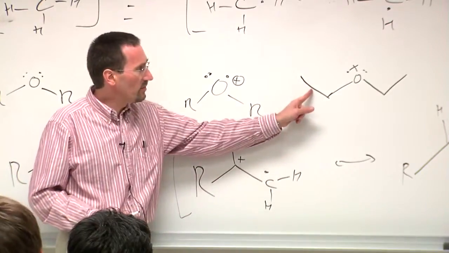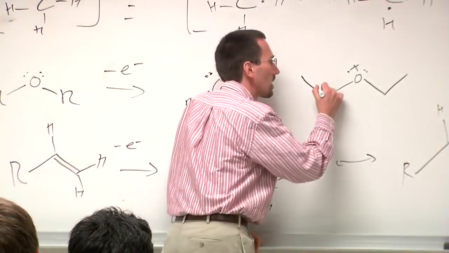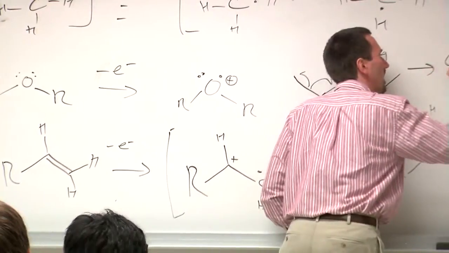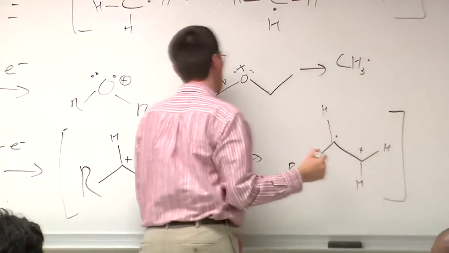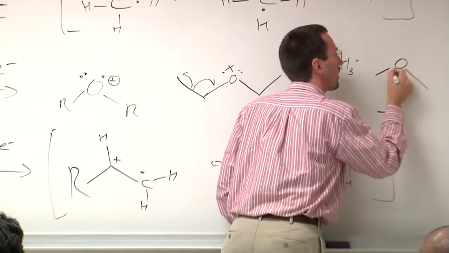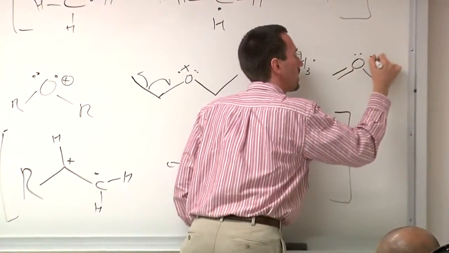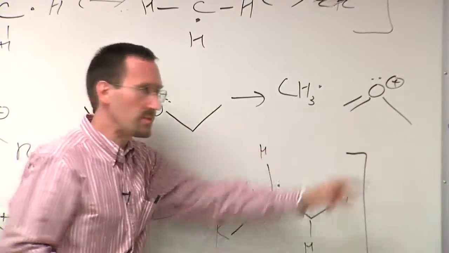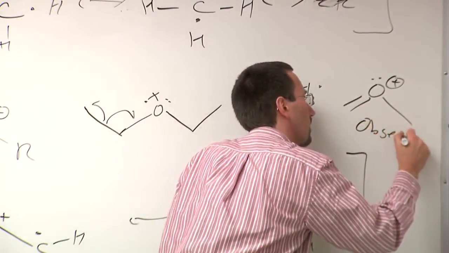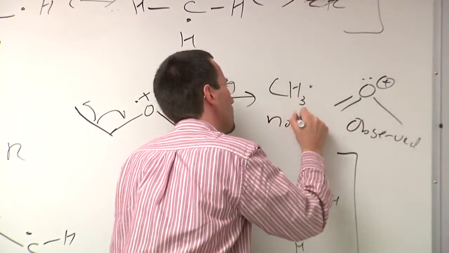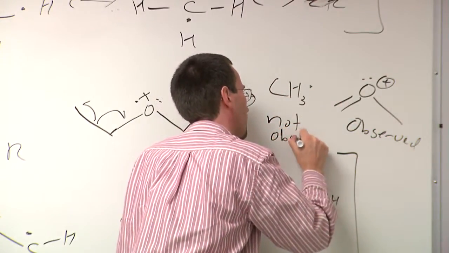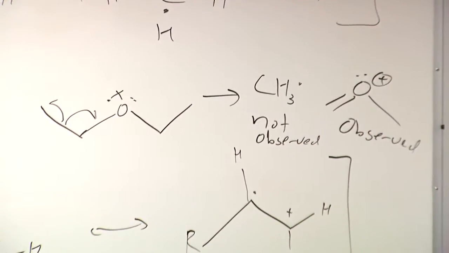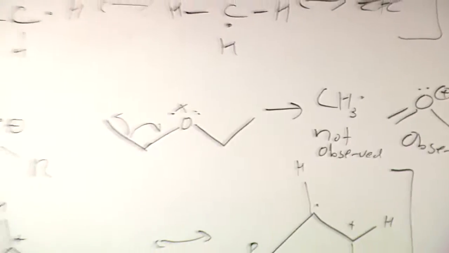And so for example, if diethyl ether fragments, and I can write a curved arrow mechanism for the fragmentation, we'll talk more about it later, you get CH3+, and you get this charged species, and you will observe this species, but you will not observe the radical. Does that make sense? I'll ask you a question after.